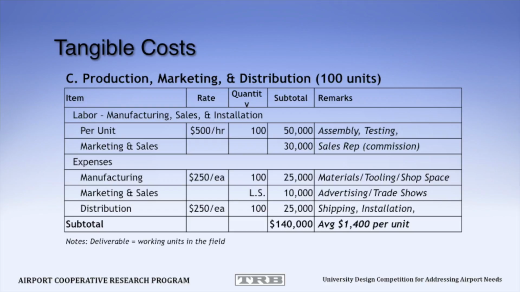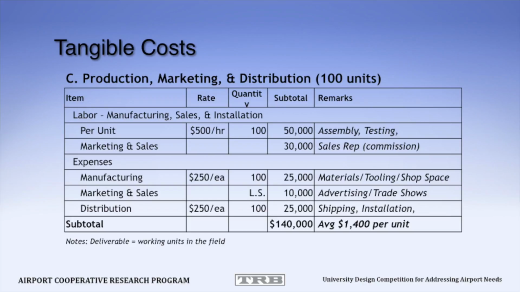Again, looking at your expenses for manufacturing, if there's materials, if there's shop fees, any tooling you might need. Going back to the marketing and sales, you're going to have advertising, you're going to be at trade shows, and then distribution. So you're going to have to get your product to the customer, or in this case maybe the airport, so there's going to be shipping and installation. And in the example, we use $250 each to estimate that.